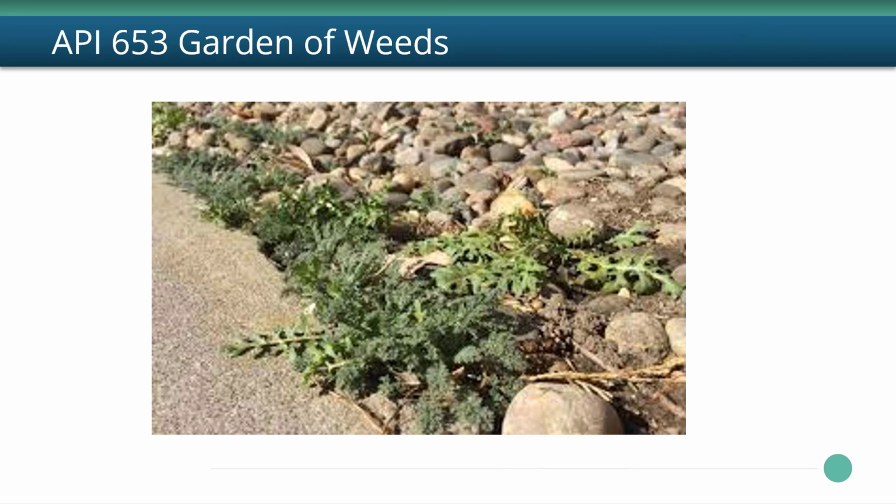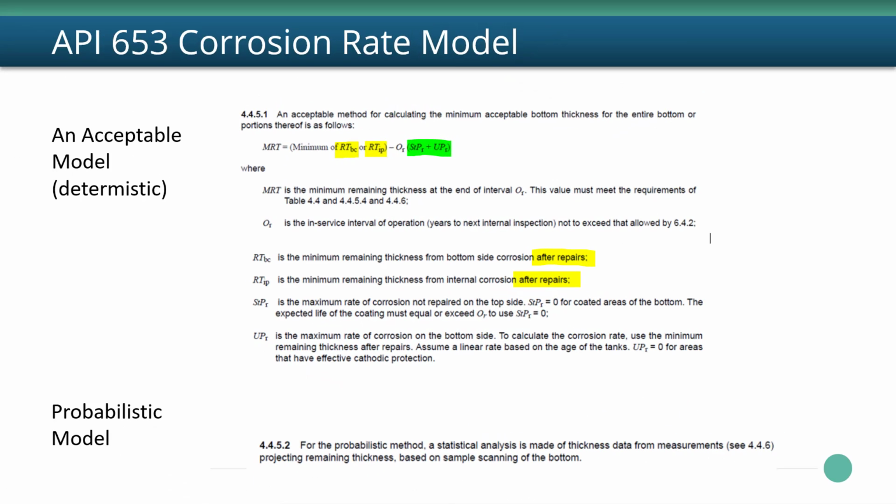So to understand this in more detail, we need to get into the weed garden of API 653. There are 2 methods for dealing with corrosion and bottom life in API 653. The first method is optional and is called, quote, an acceptable method. However, everybody uses it. Let's look at the formula.